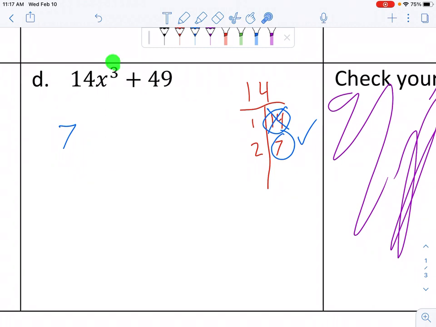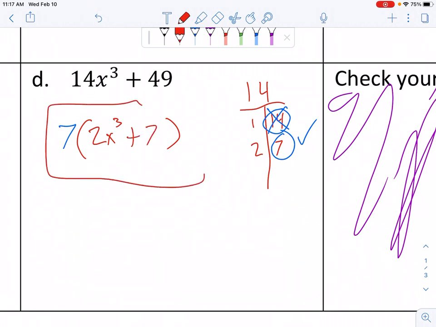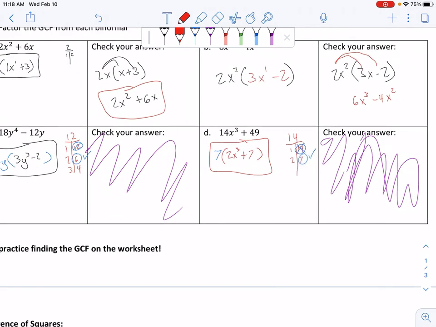And then I'm looking, do these both have a common x term to pull? And the answer is no. So there's no common x to pull from these, so the only thing in common is a 7. And when I divide that out, 14 divided by 7 is 2. And x to the third isn't changing because I'm not dividing out an x. And then 49 divided by 7 is 7. And this would be factored down. That's our greatest common factor.